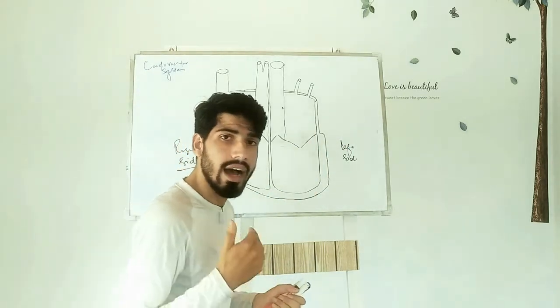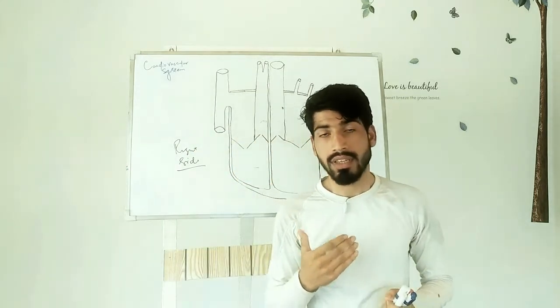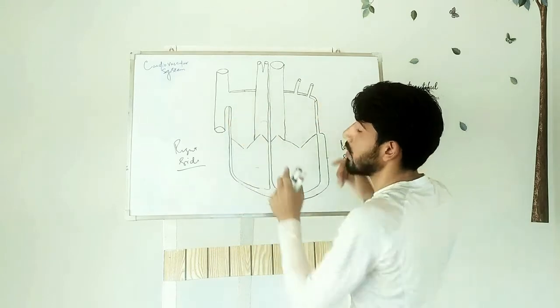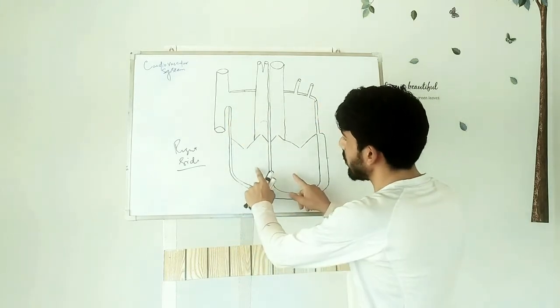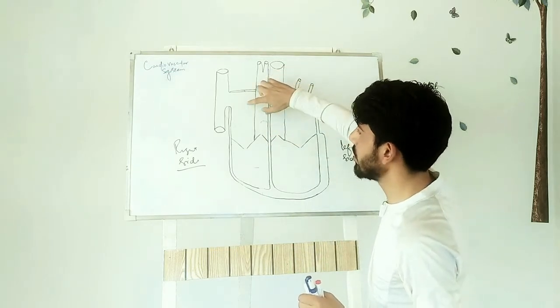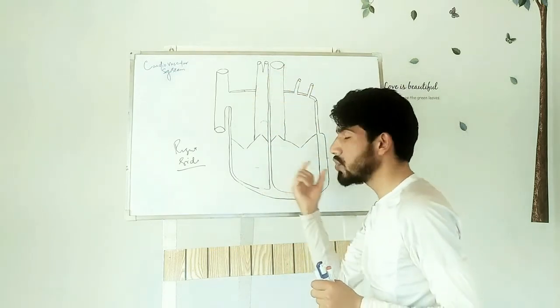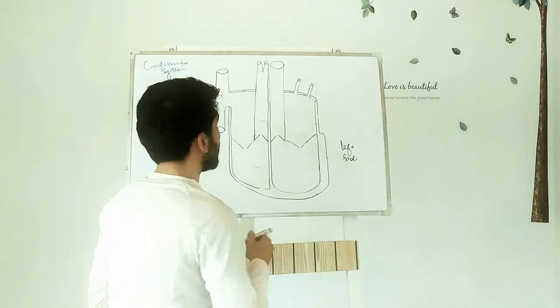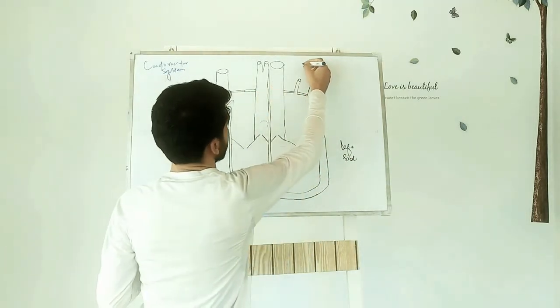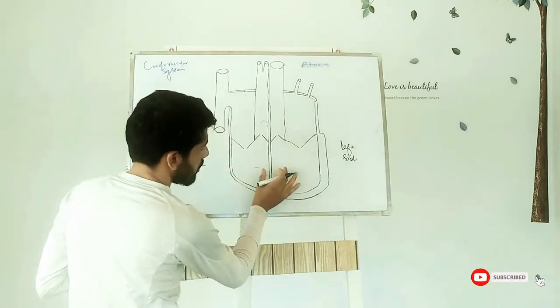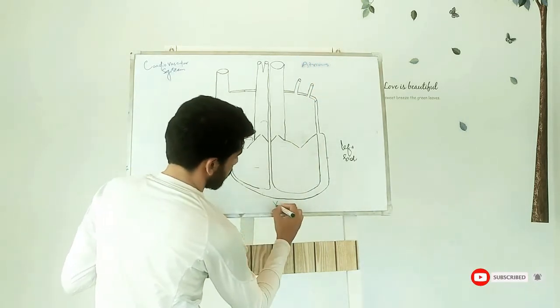As we know, the heart has four chambers. The upper two chambers are called atriums, and the bottom two chambers are called the ventricles.